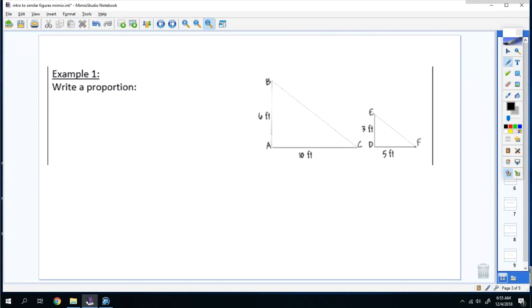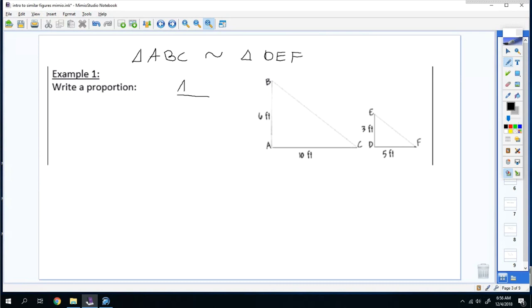First example. It says write a proportion. Since I'm not missing any sides, I'm going to determine if the triangles are proportional, or similar, excuse me. And they actually are. The reason I tell you this is because I want to show you something we can do with this. So we have triangle ABC is similar to triangle DEF. We're not going to use this a lot in today's lesson, but we're going to use it tomorrow, and it comes in handy, and I'll show you why.